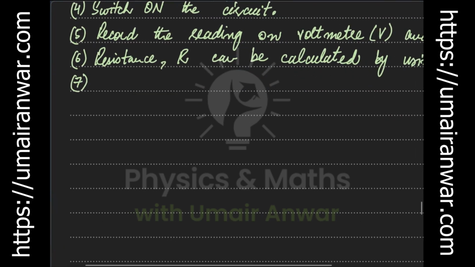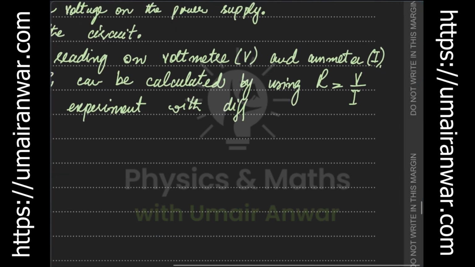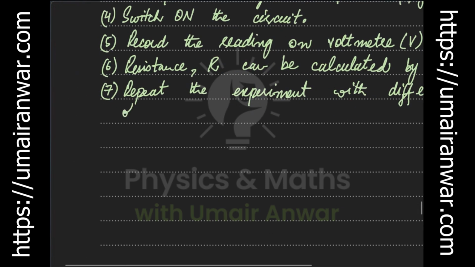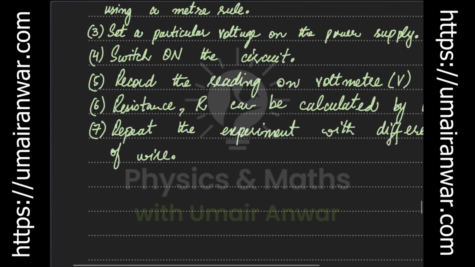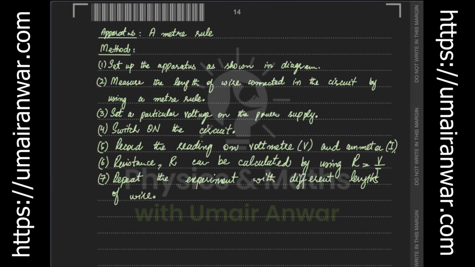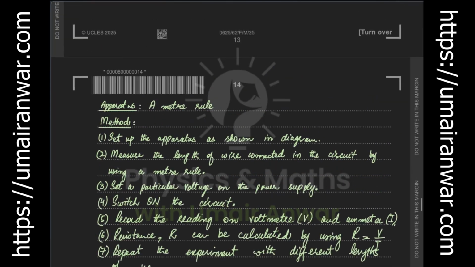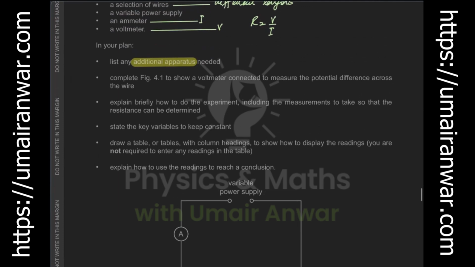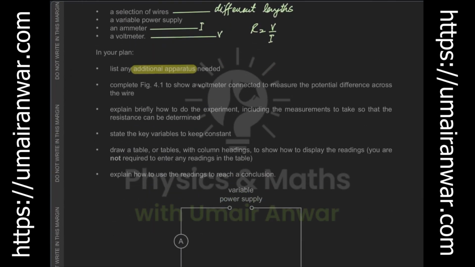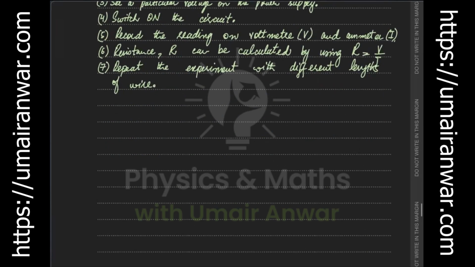And finally, repeat the experiment with different lengths of wire. Okay. So the value of power supply would be kept constant. We are just going to change the length of wire used in the circuit, and then we are going to see how the voltage reading and the current reading is changed, and then we will be using those values to calculate the resistance.